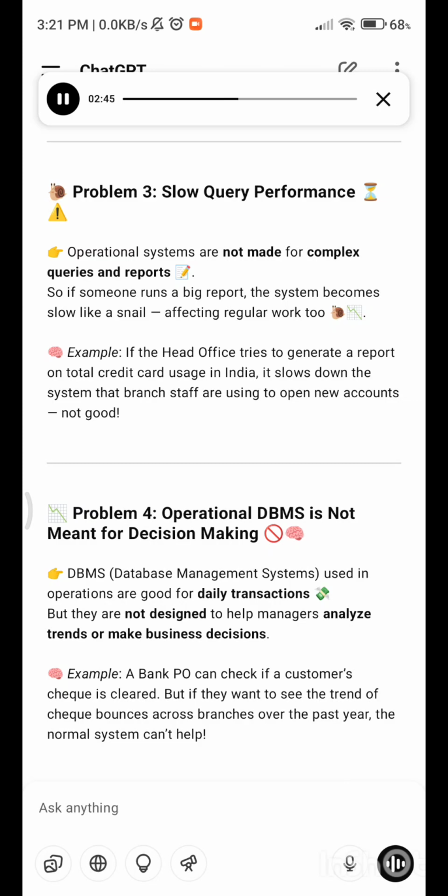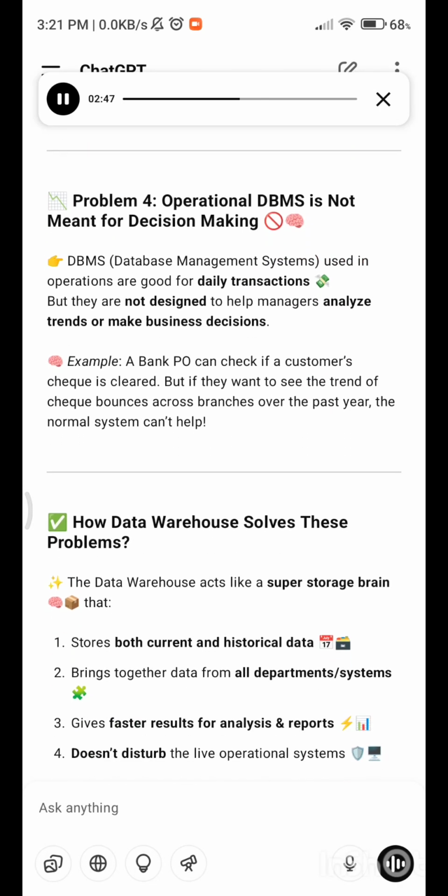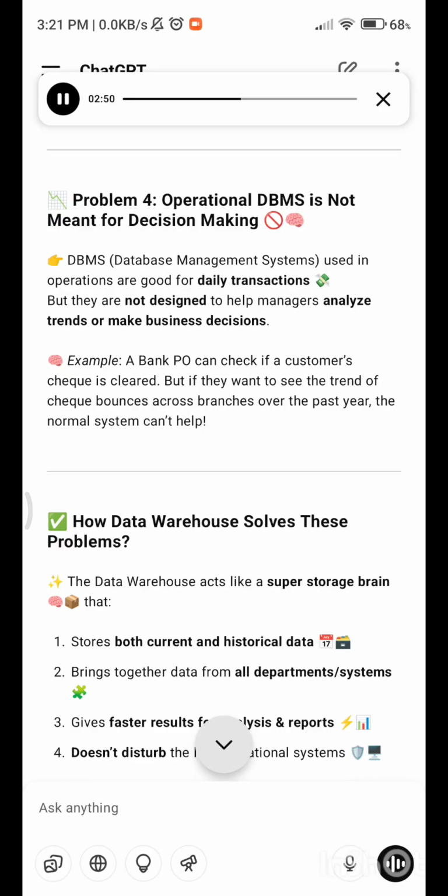Not good. Problem 4. Operational DBMS is not meant for decision making. DBMS, database management systems used in operations, are good for daily transactions, but they are not designed to help managers analyze trends or make business decisions. Example, a bank PO can check if a customer's check is cleared, but if they want to see the trend of check bounces across branches over the past year, the normal system can't help.